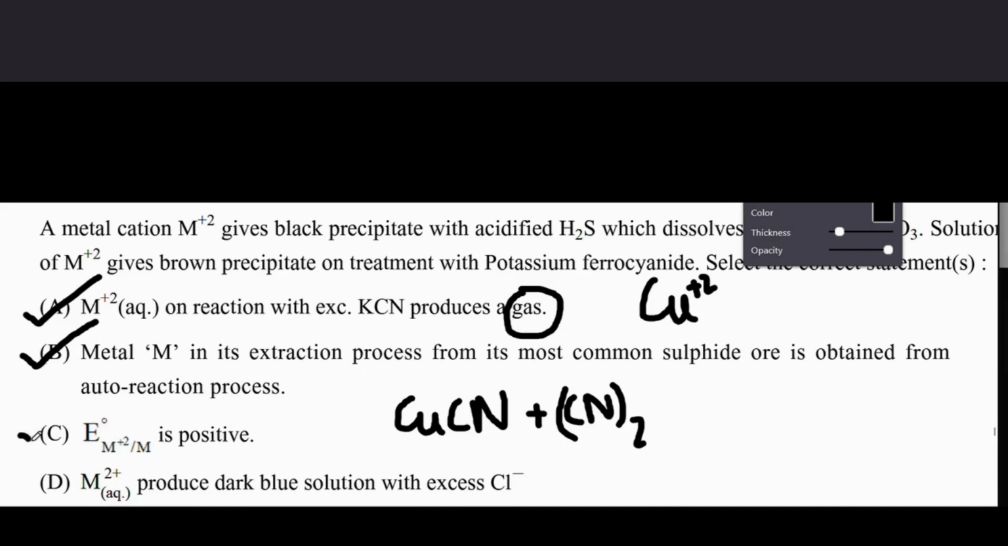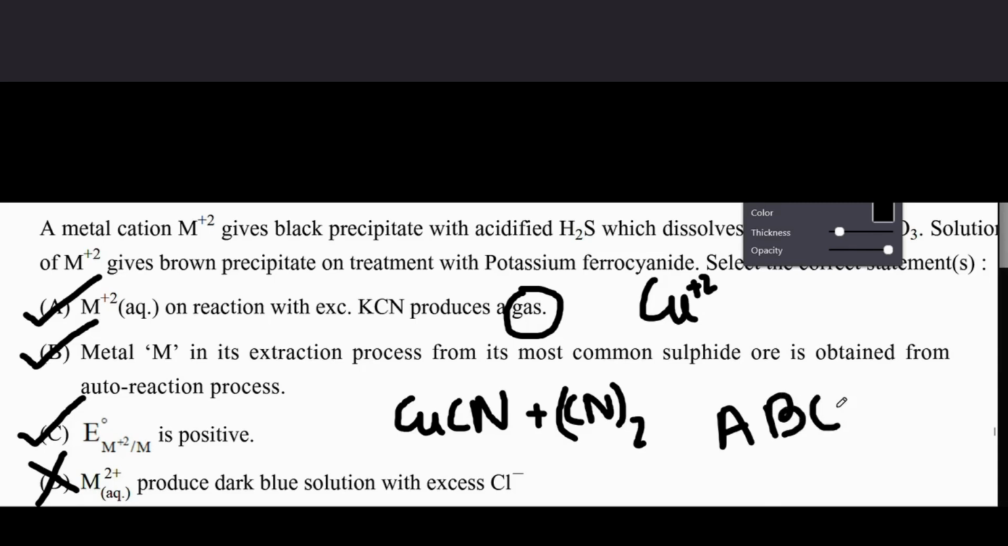The third option says that E° for M2+ converting to M is positive, which is true as well. It is given in the NCERT. It is the data given. And the fourth option says that M2+ produces a dark blue solution on reaction with excess Cl minus, which is incorrect. It produces somewhat of a white precipitate. So option D is incorrect, and therefore our answer is A, B, and C.